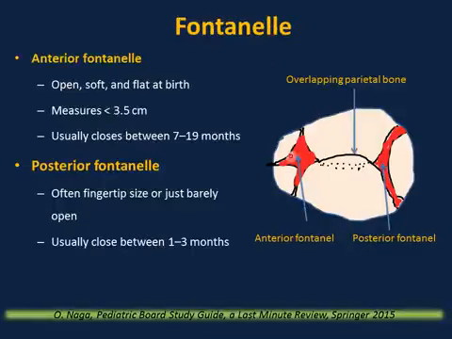Anterior fontanelle is open, soft, and flat at birth. Measures less than 3.5 centimeter, about 3 fingers width. Usually closes between 7 and 19 months. It is usually flat. If it's bulging, indicative of increased intracranial pressure, but can be bulging when the baby is crying. Sunken fontanelle indicative also of dehydration.